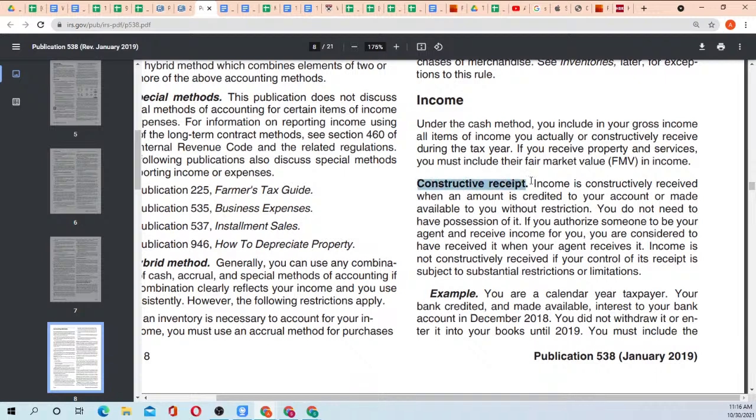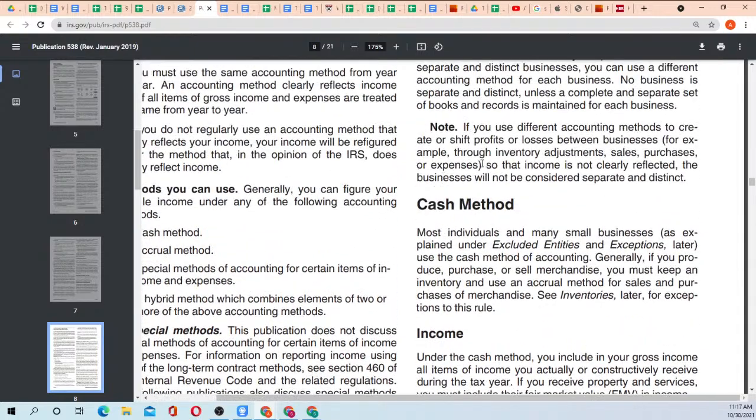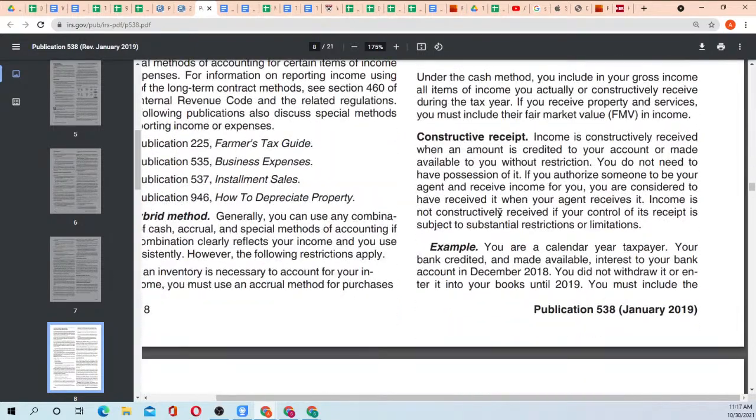And they have a constructive receipt concept here, which means that it doesn't have to be hard cash. You can get a check, you can get money in your bank account, or if you have some form of agent or intermediary which you have control over, and if that entity receives your money, it's already your revenue, it's your income. I remind you that's under cash method.